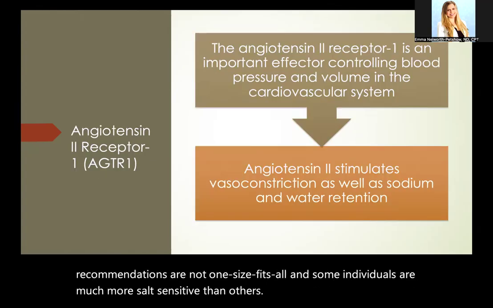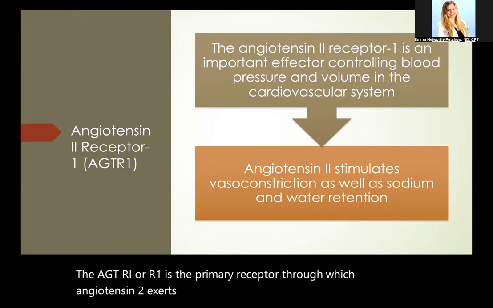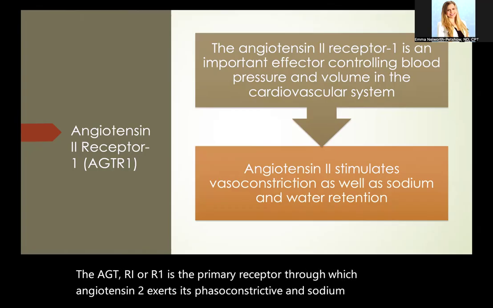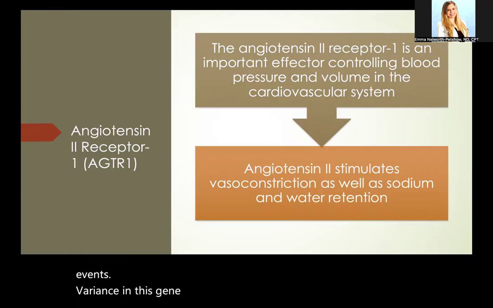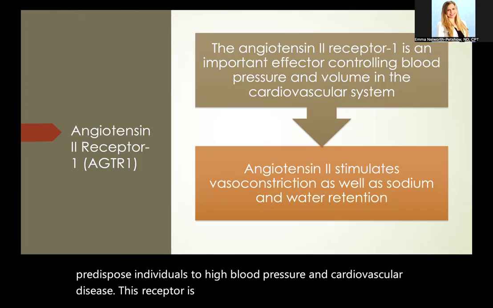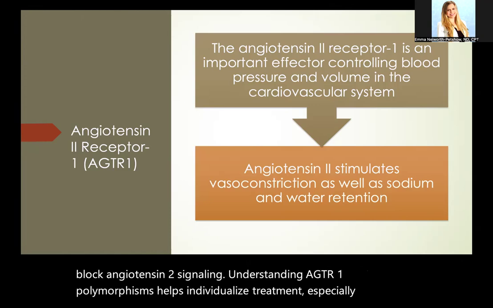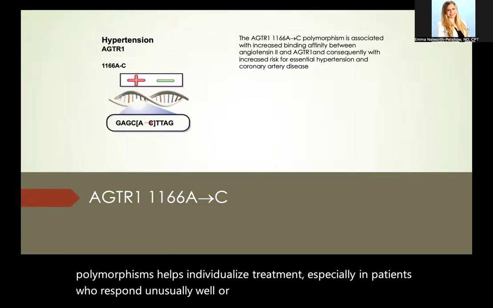The AGTR1, or AT1 receptor, is the primary receptor through which angiotensin 2 exerts its vasoconstrictive and sodium retaining effects. Variants in this gene can increase receptor activity and predispose individuals to high blood pressure and cardiovascular disease. This receptor is the target of ARBs like losartan, which block angiotensin 2 signaling. Understanding AGTR1 polymorphisms helps individualize treatment, especially in patients who respond unusually well or poorly to ARBs.